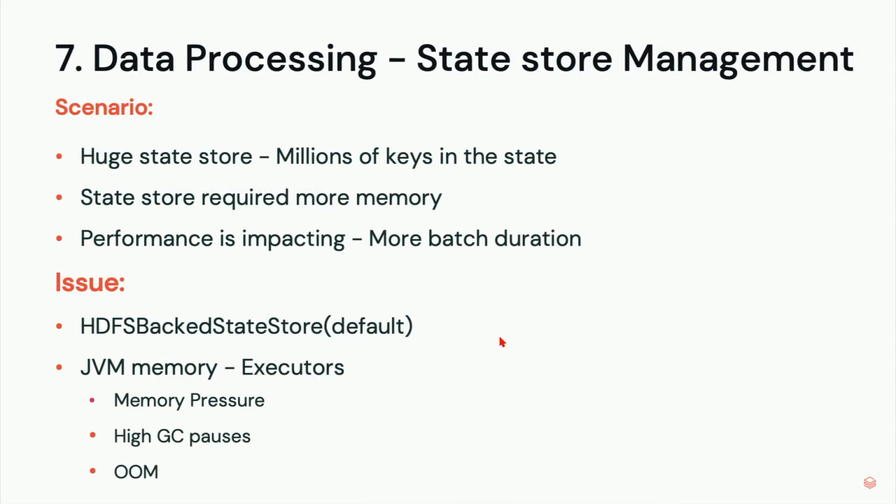Scenario 7. Let's say with respect to stateful operations, the user needs to store millions of keys, even after applying watermarking. If millions of keys are being used, and the data is unpredictable and volatile, then what will happen? Again, this needs to be stored somewhere that requires memory. By default, we are using the HDFS state store, and the HDFS state store uses the executor JVM memory. If more keys are part of the state store in JVM memory, that will impact the performance over a period of time.